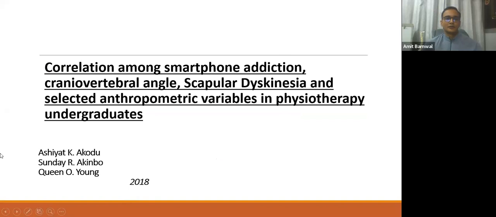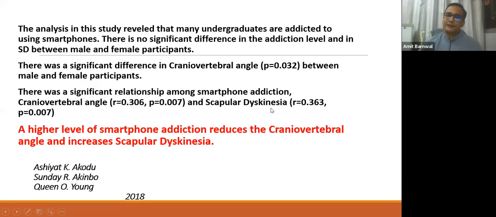So there was one more article I found very relevant for all of us, by Akodu and colleagues in 2018. They made a correlation among smartphone addiction, craniovertebral angle, scapular dyskinesia, and selected anthropometric variables in physiotherapy undergrads. What they found is, irrespective of male or female participant, if the mobile addiction was more, they had high chances of reduction in the craniovertebral angle, and it leads to an increase in scapular dyskinesia.